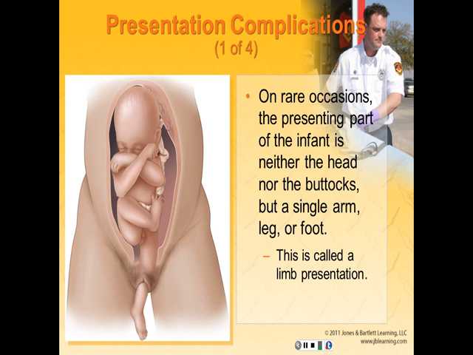If a limb is protruding, cover it with a sterile towel and never try to push it back in, and never pull on it. Place the patient on their back with their head down and their pelvis elevated. Remember to give the woman high-flow oxygen.